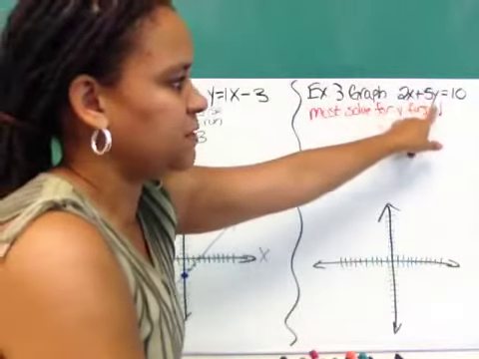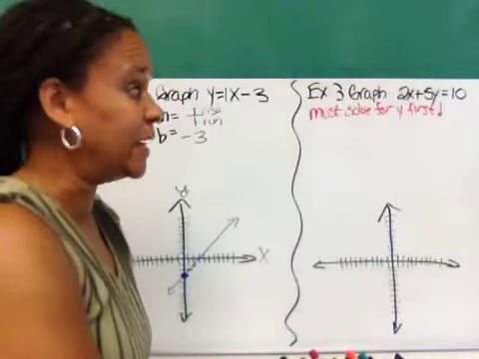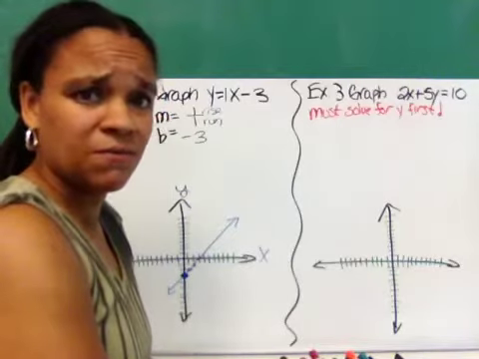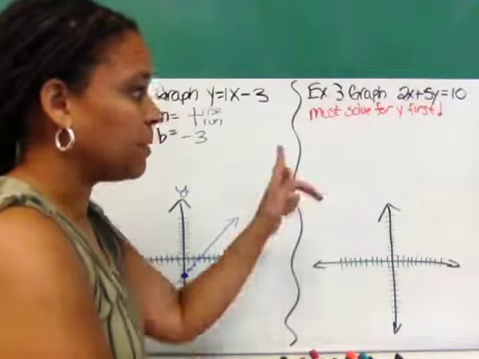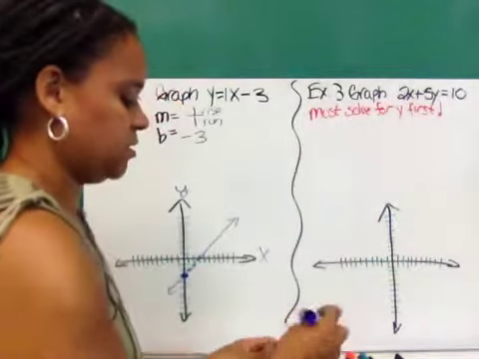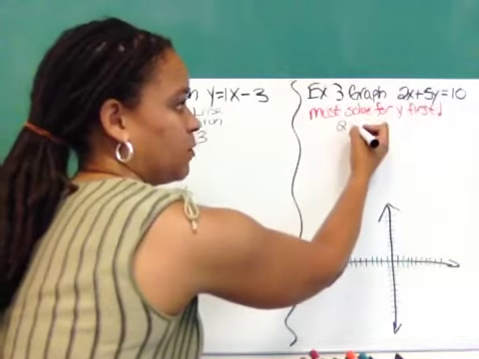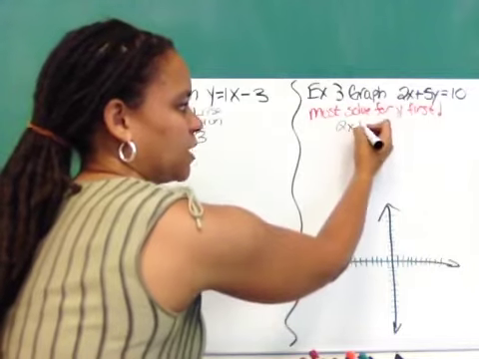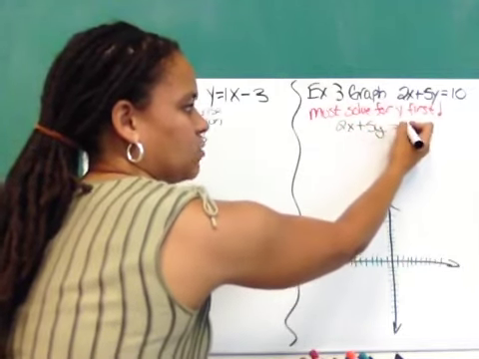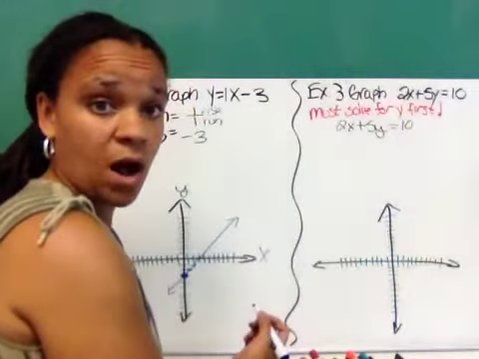Here, example 3, we have: graph 2x plus 5y equals 10. Yikes. I want it to be in slope-intercept form so that I can graph it. So I must solve for y first. We need to go ahead and use our multi-step equation skills. So 2x plus 5y is equal to 10. I'm going to solve for y first.